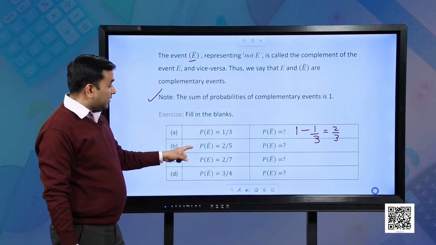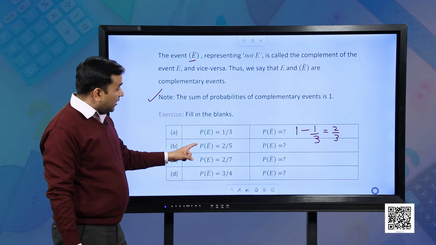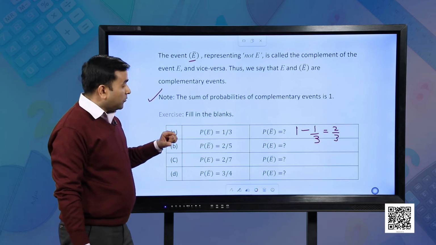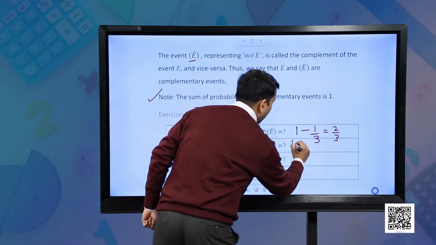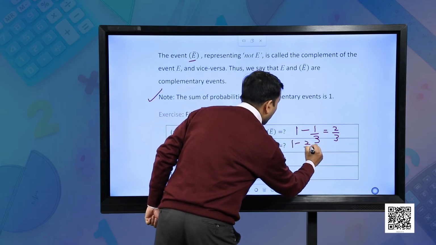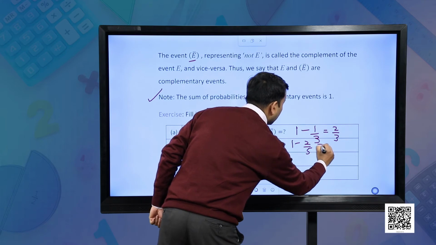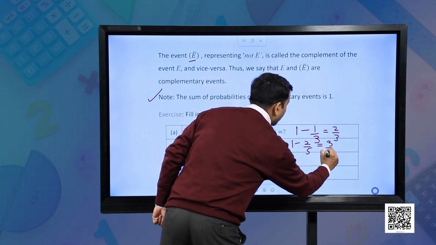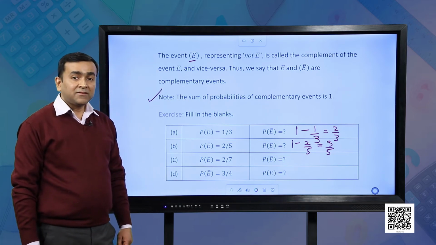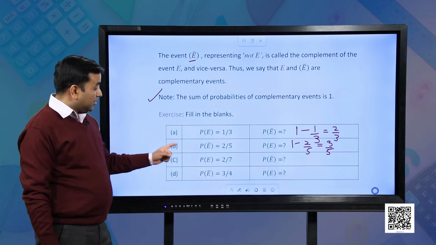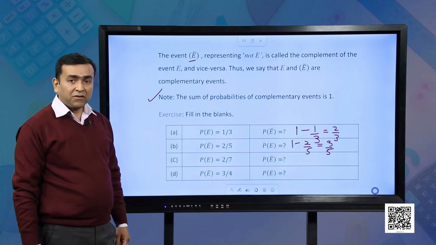Let us consider another example. If P(E bar) is 2 by 5, then what is P(E)? Simply it would also be 1 minus 2 upon 5, which is equal to 3 upon 5. Similarly, students, I request you to find the next two options yourself.